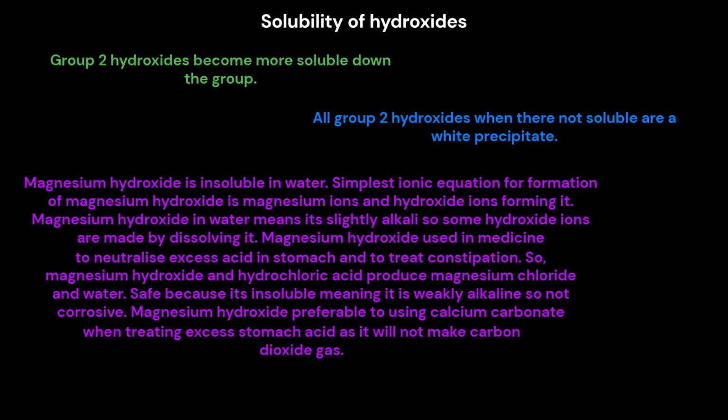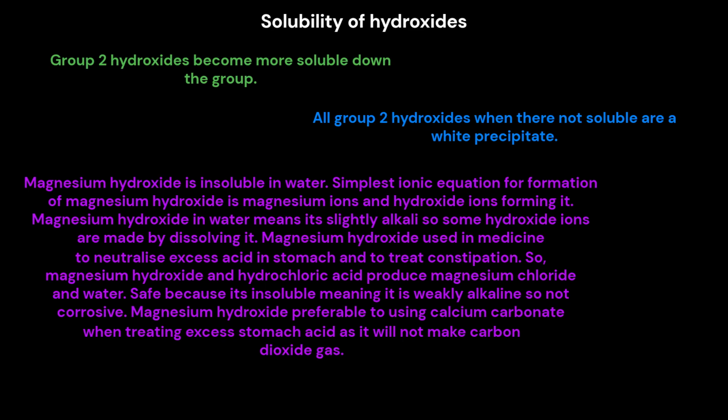Solubility of hydroxides. Group 2 hydroxides become more soluble down the group. All group 2 hydroxides, when they're not soluble, are a white precipitate. Magnesium hydroxide is insoluble in water. The simplest ionic equation for formation of magnesium hydroxide is magnesium ions and hydroxide ions. Magnesium hydroxide in water is slightly alkaline, so some hydroxide ions are made by dissolving it.